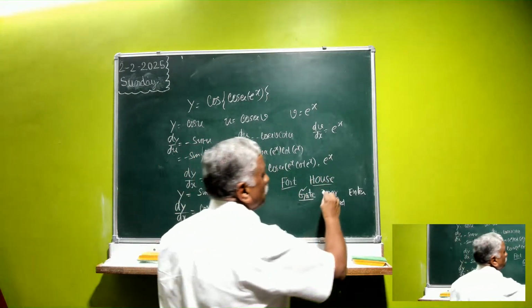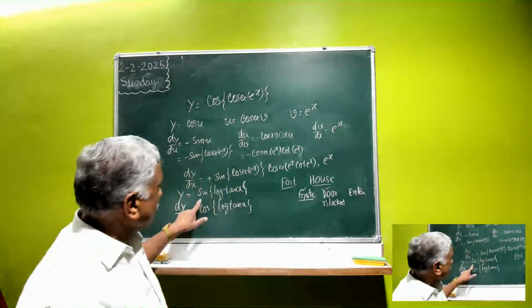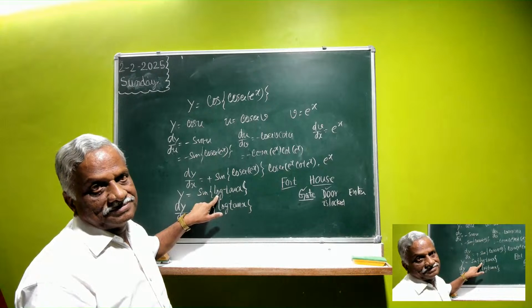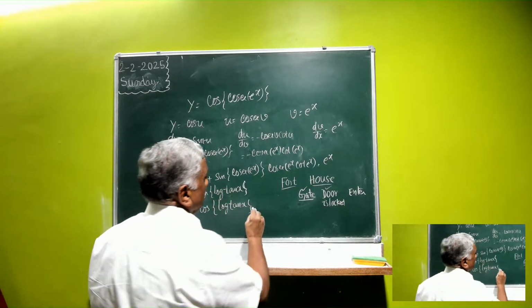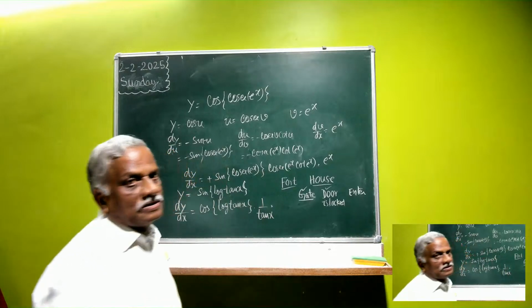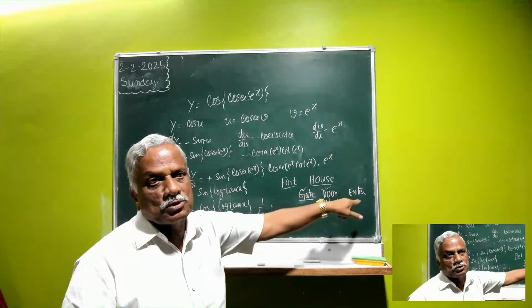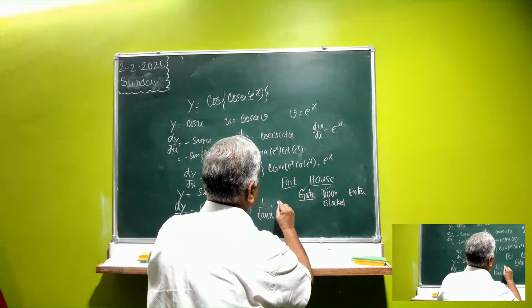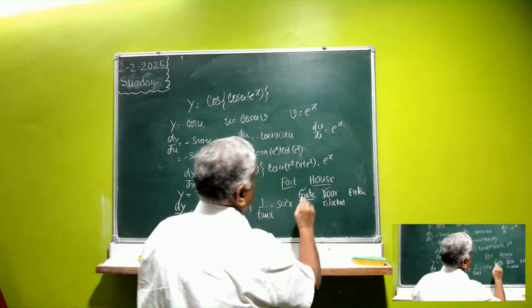Now I come to the door which is locked. That means I have cleared this, I will come out here. I have to open the door. That is log tan x. It is 1 over tan x. Afterwards, after the door is open, push the door and enter inside. That means you have to differentiate tan x. That is secant square x.